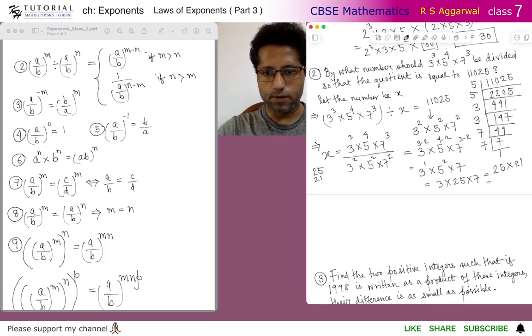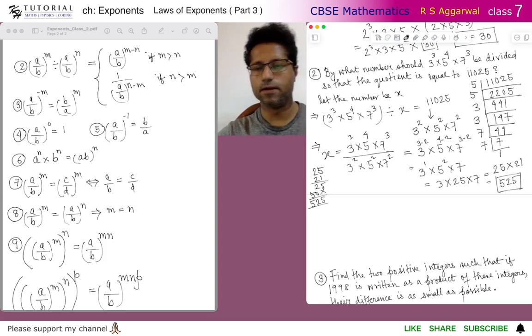25 multiplied by 21 is 25, and this is 50, so 525. So this is 525. So the answer is 525. This is the number that we should divide the given number.